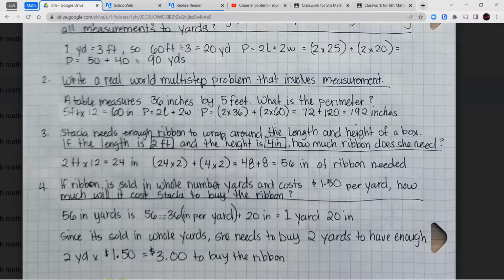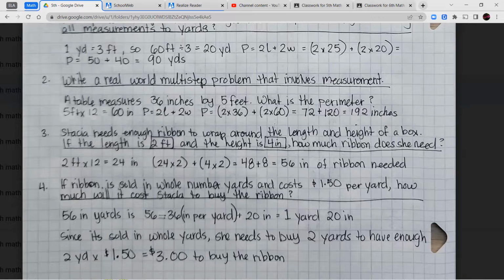Now, I'm basically finding the perimeter around this section of the box. So I'm going to use my perimeter formula. 2 times the length plus 2 times the width. So 24 times 2 plus 4 times 2. 24 times 2 is 48. 4 times 2 is 8. So that's going to equal 56 inches of ribbon that are needed.